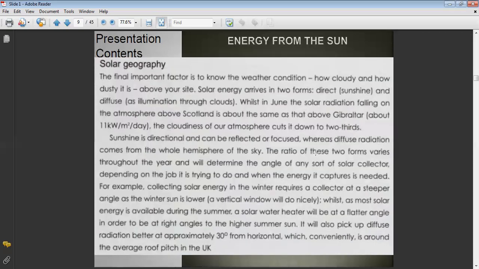The final important factor is to know the weather conditions, meaning the small scale, or this comparatively 14 days time frame weather condition, how they are going to be, how cloudy and how dusty it could get above your site.